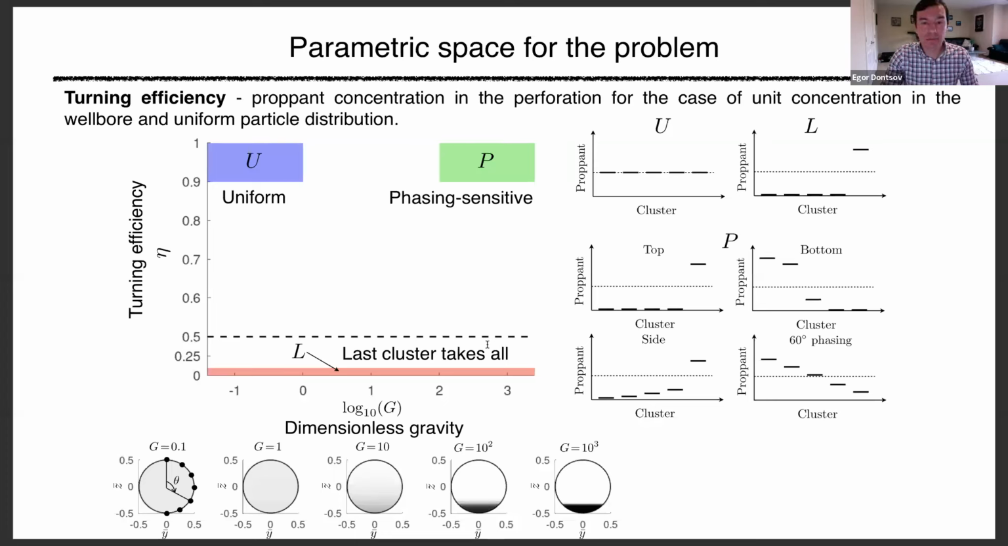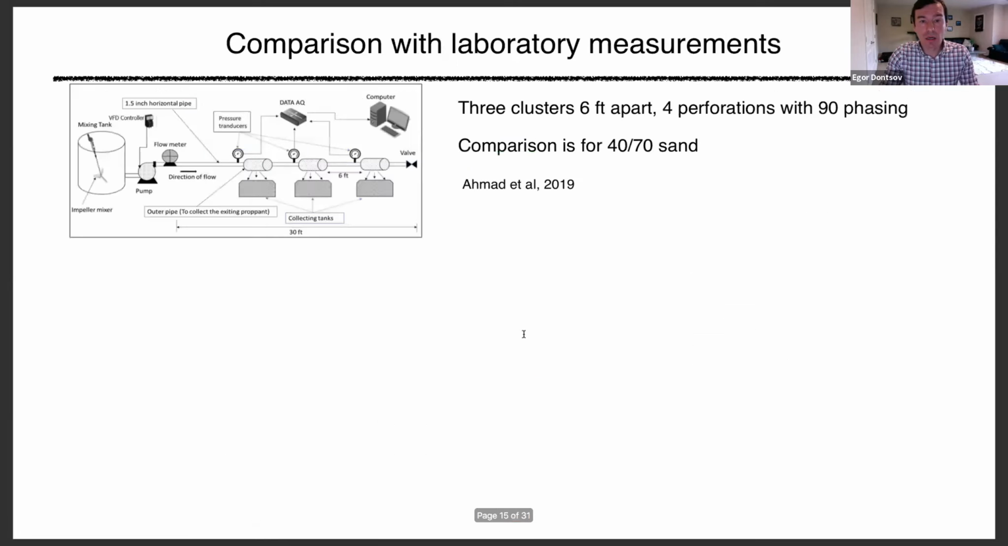And here on top right is called phase insensitive, because again we have modest or relatively high turn efficiency, and then you have a lot of settling. In this case, if you put a perforation at the top, you get no proppant. A perforation at the bottom gets a lot of proppant. So in this case, we can have more complex scenarios. For different phasings, we have very different results. Okay. And now let me show you just a few examples, from lab scale and field scale.